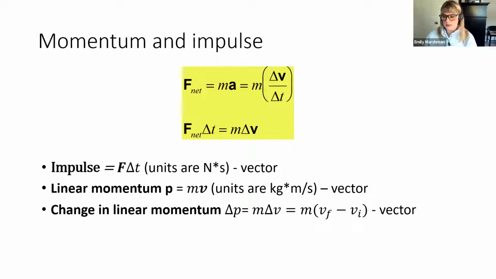The impulse acting on a tennis ball, if I drop it on the ground while it's in contact with the floor, the impulse is going to act upward because the force of the ground acting on the tennis ball is upward. The right-hand side of this equation is the change in the momentum of the object.